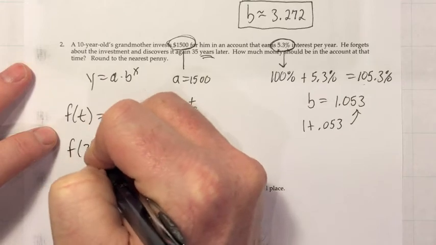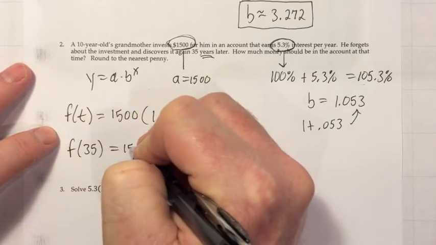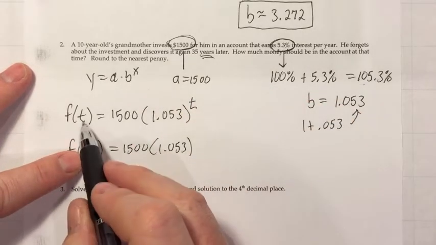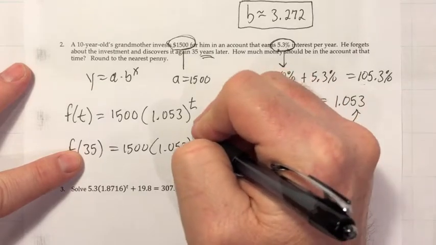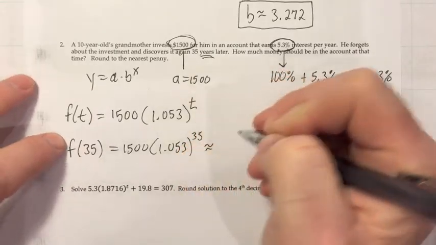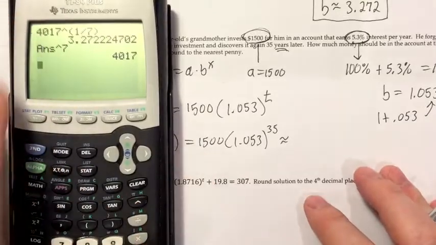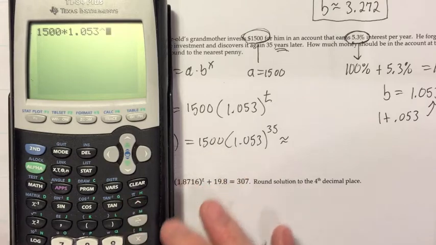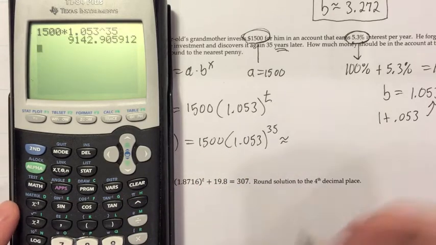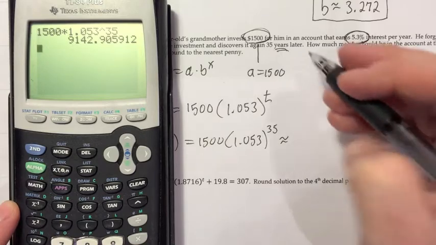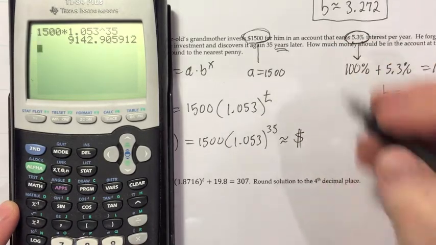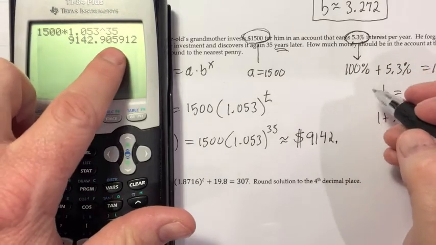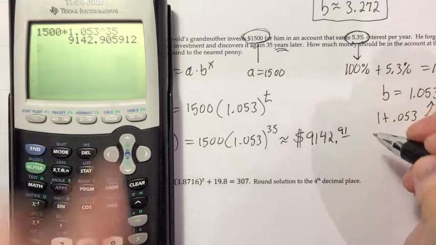So we would plug that in for t, f of 35 equals 1,500 times 1.053, and if I plug in 35 for t there, then I have to plug 35 for t there also. And then at that point we're ready to go to the calculator. So 1500 times 1.053 raised to the 35th power and round that to the nearest penny, which would be 2 decimal places. And we're talking about money in dollars here, so $9,142, and it's a 90 but followed by a 5, so I'd round up there and say 91 cents.